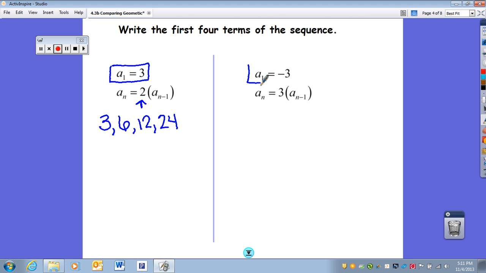My first term in this sequence is -3. That is my first term. Here is my rate, and it tells me to get all the rest of the terms in my sequence, I simply need to multiply by 3. So -3 times 3 would be -9. -9 times 3 would be -27, and -27 times 3 would be -81. That's how I get the first 4 terms in my sequence.